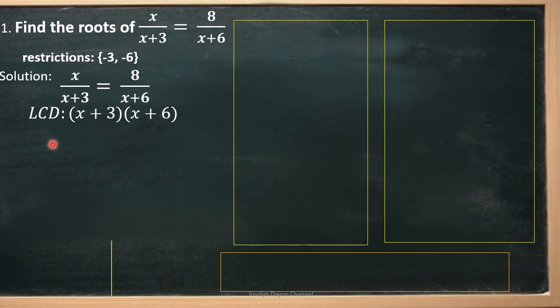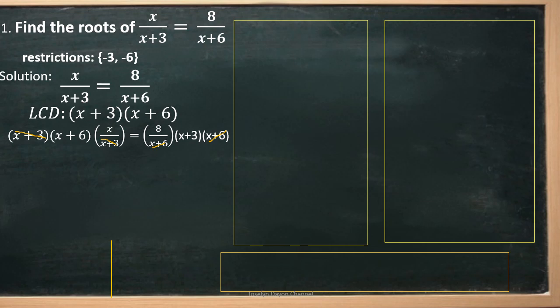Now, what shall we do with the least common denominator? We are going to multiply both sides of the equation by this, and the resulting equation will become the quantity x plus 3 times the quantity x plus 6 times x over x plus 3 equals 8 over x plus 6 times the quantity x plus 3 times the quantity x plus 6. We can divide the common factors. We have the quantity x plus 3 and the quantity x plus 3. On the right side, we also have the quantity x plus 6 and the quantity x plus 6.